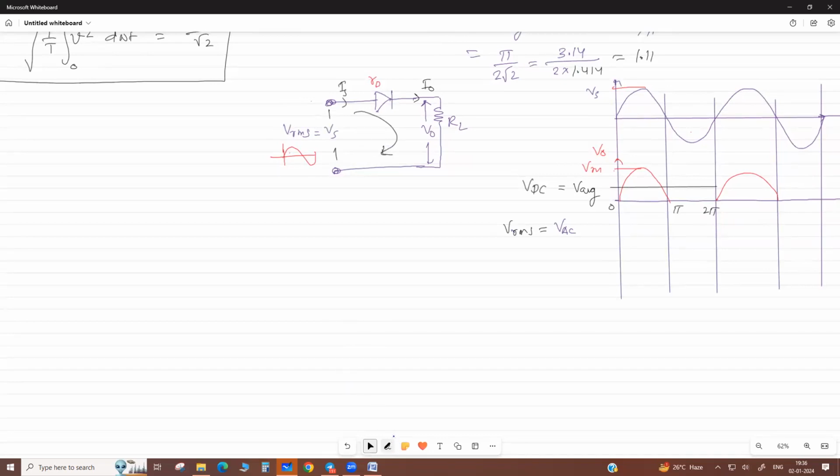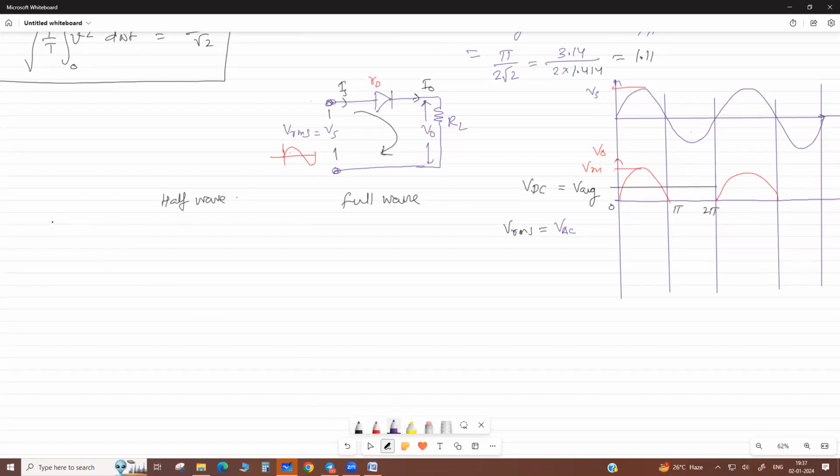I tell you, half wave rectifier and full wave. In full wave we get both cycles. So for half wave value, now I write here.